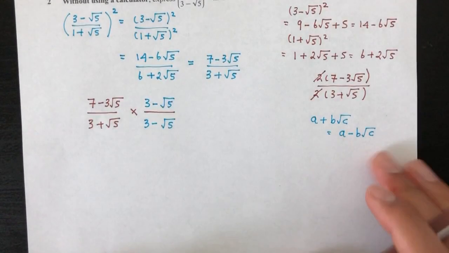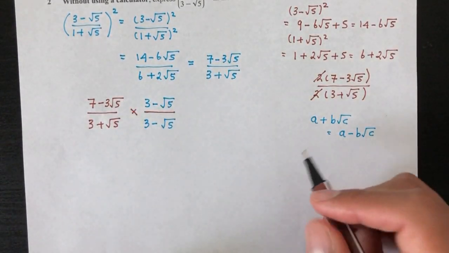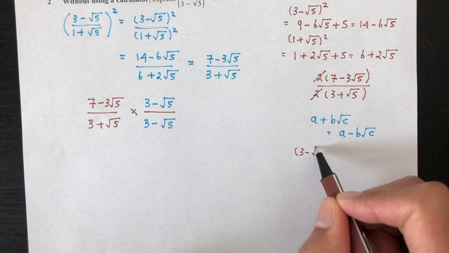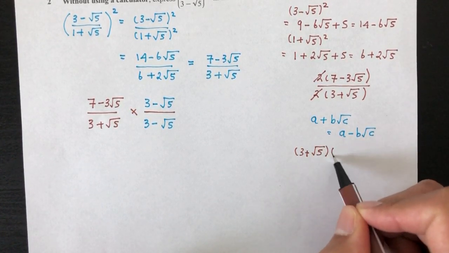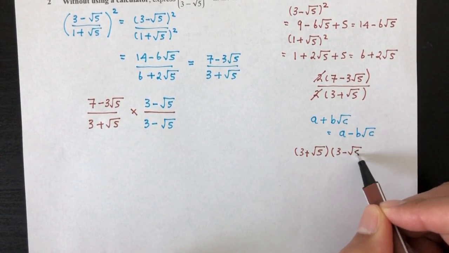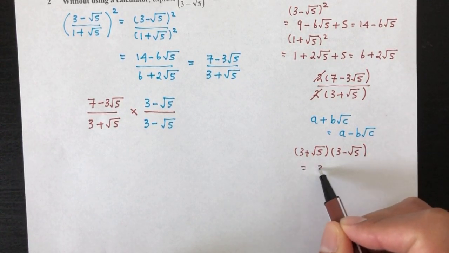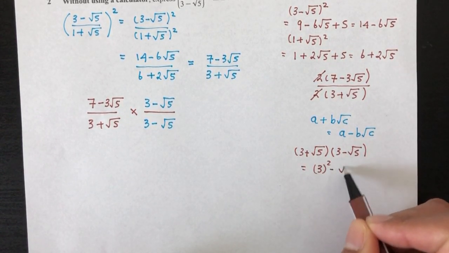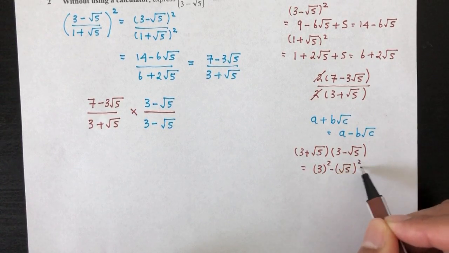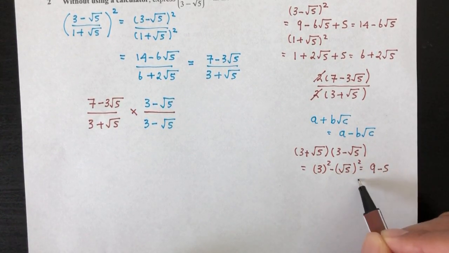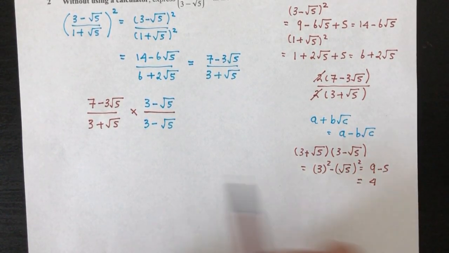Okay, so now one more time, we have to look at these two. So what is 3 plus root of 5 times 3 minus root of 5? This is the same as 3 square minus root 5 square. That will be 9 minus 5, that will be 4. So the base will become 4.